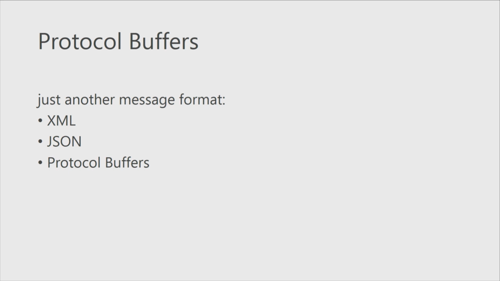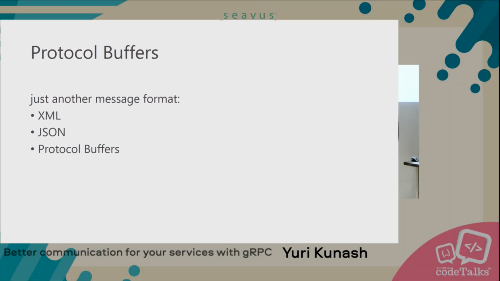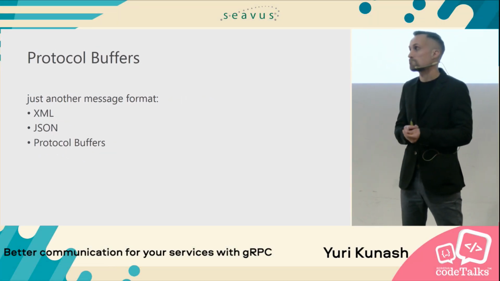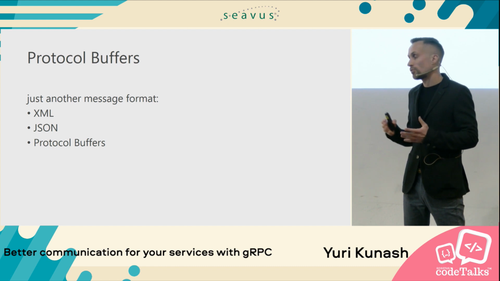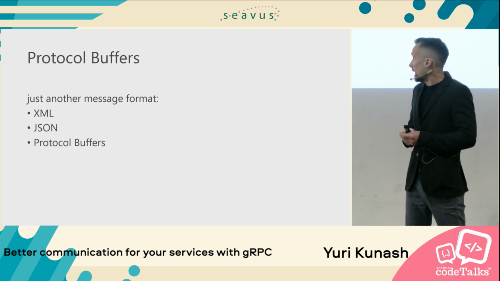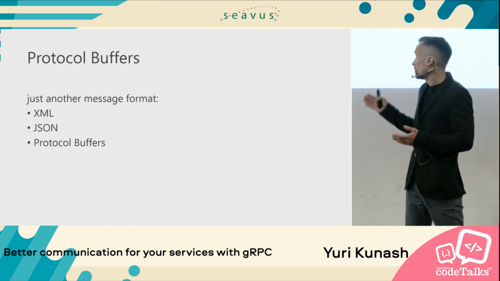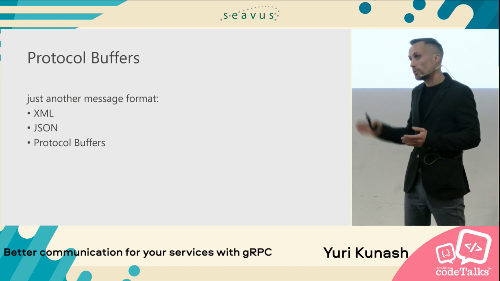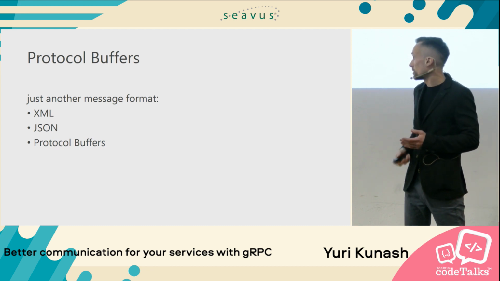It can be gRPC, but before I jump into gRPC, let me introduce you to protocol buffers. Protocol buffers is an open source high performance mechanism for serializing data, invented by Google. It can be considered just another format, and it can stand in one line with XML and JSON.